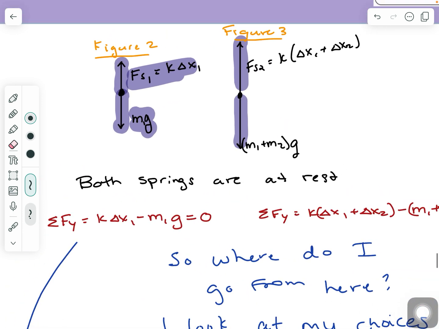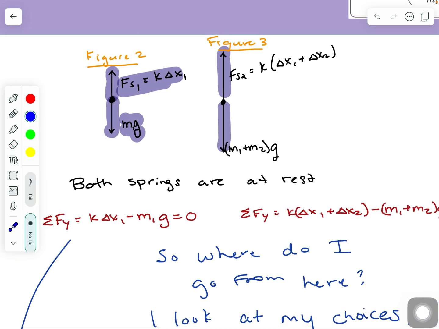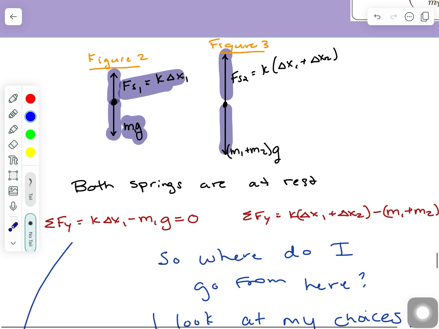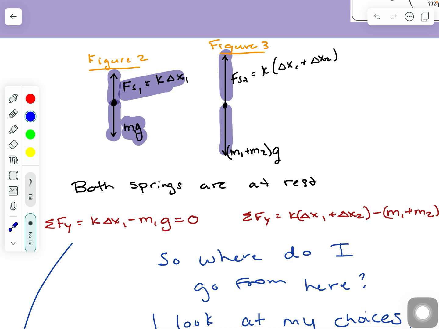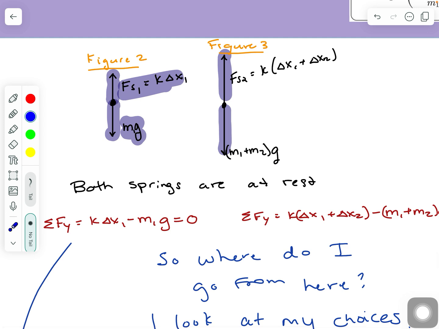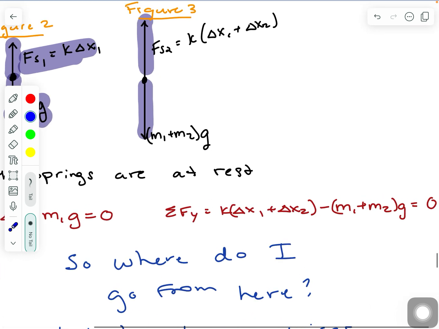So I just do the sum of the forces in the y direction for both my figures. And I have going up minus going down. So I have kx1 going up and mg going down. So k delta x1 minus m1g is equal to 0. And then my other one says the sum of the forces in the y direction is equal to k times both of the things going up, and then m1 plus m2 times g going down. And then again, this equals 0 because the object is at rest.